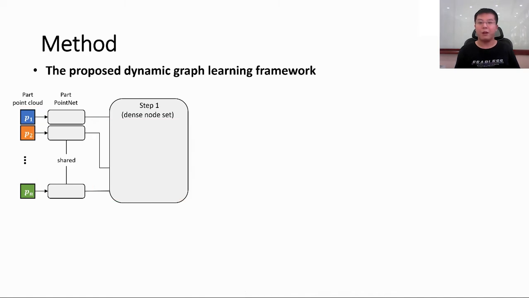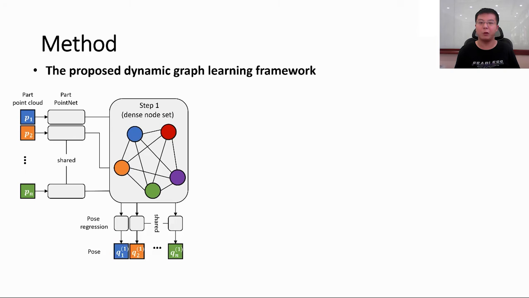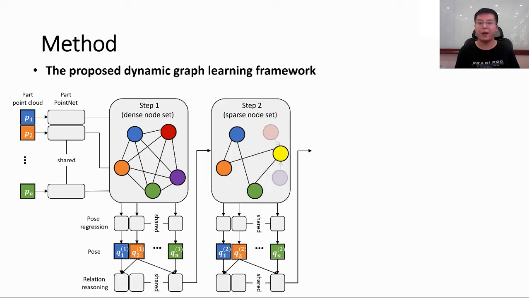In the part graph, nodes are latent representations for each input part point cloud, and edges are the relation weights between nodes. In each iteration, we conduct message passing between nodes according to the edge weights connecting them, and then predict the poses for each part based on the node features. These pose estimations are in turn used to predict the relation weights between nodes, which are used in the message passing in the next iteration.